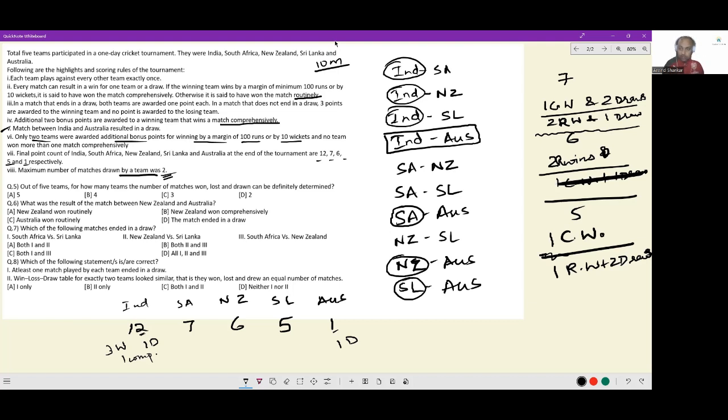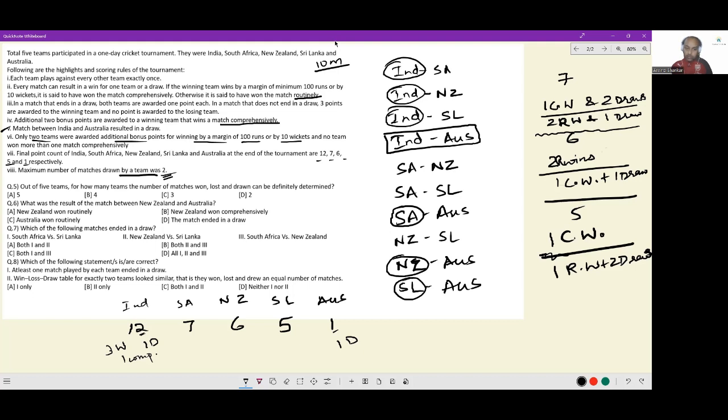Sorry. The inference is New Zealand is not the team that is having 2 draws. Now, if New Zealand has 2 routine wins, can you see the problem that it will generate?